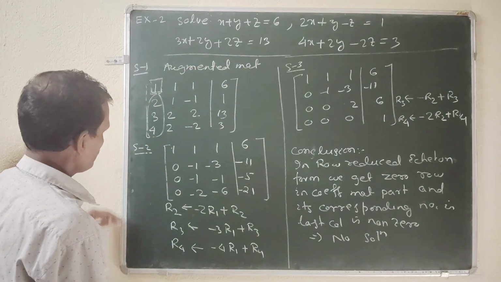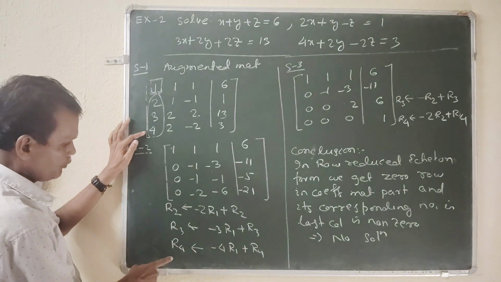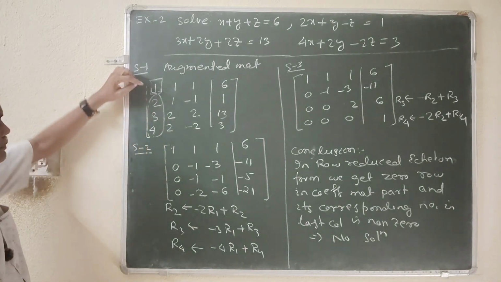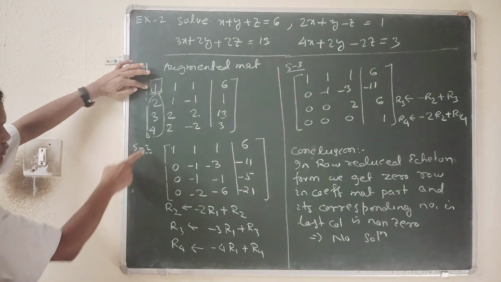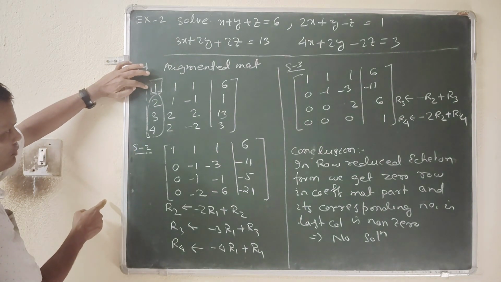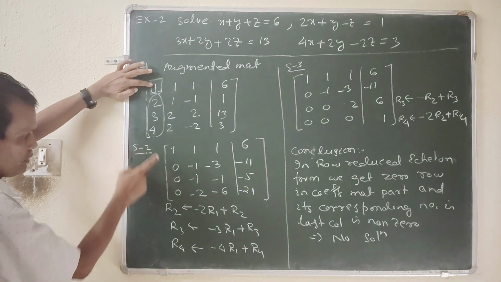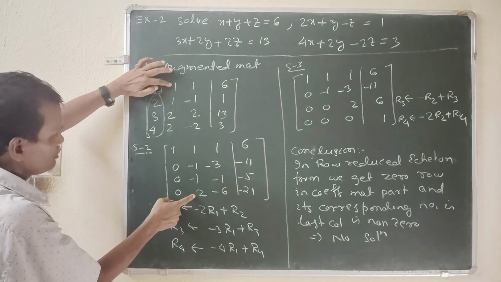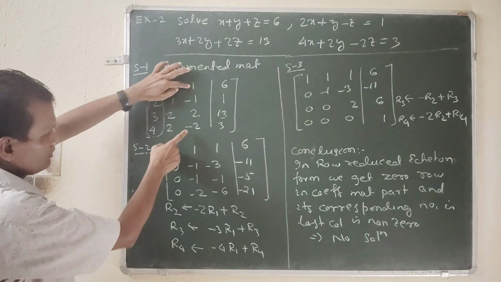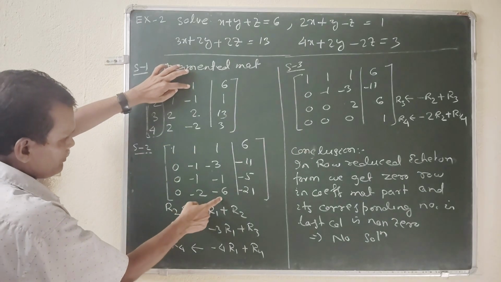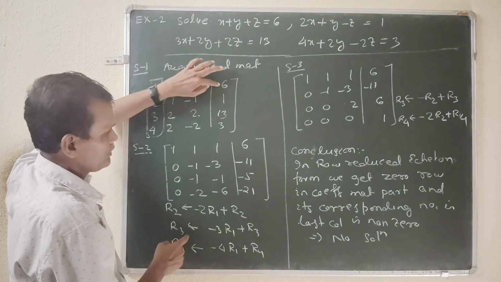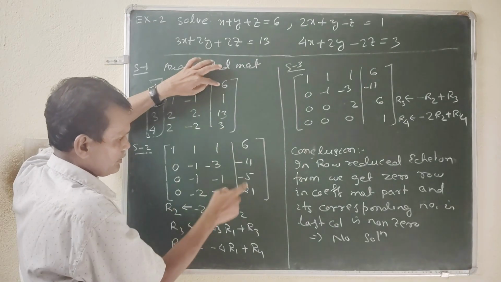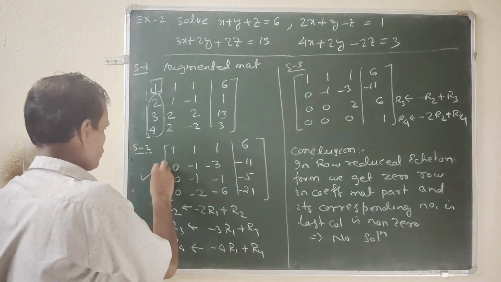Similarly come to row 4. Row 4 law we have made minus 4 r1 plus r4, meaning you multiply minus 4 to row 1 and add the result to this. So minus 4 into 1, that is minus 4 plus 4, that is 0. Minus 4 into 1 minus 4 plus 2, that is minus 2. Minus 4 into 1 minus 4, if we add 2, that is minus 2. Minus 4 into 6, that is minus 24. Add that to 3, minus 24 plus 3, that is minus 21. So the second step is over.